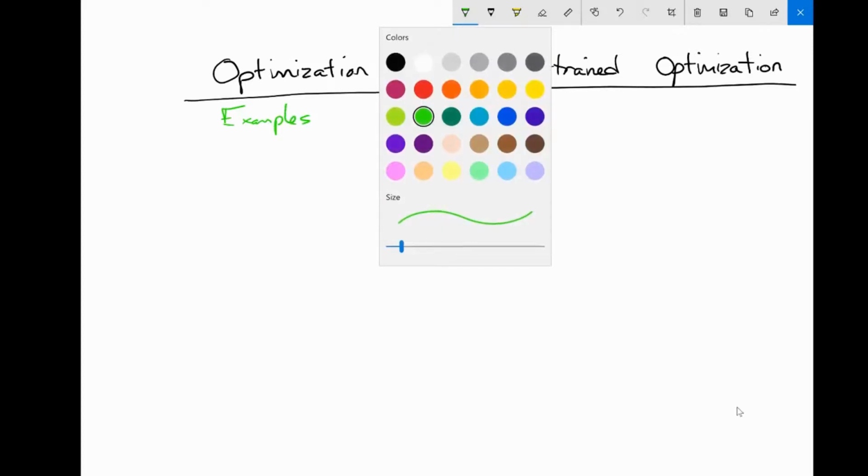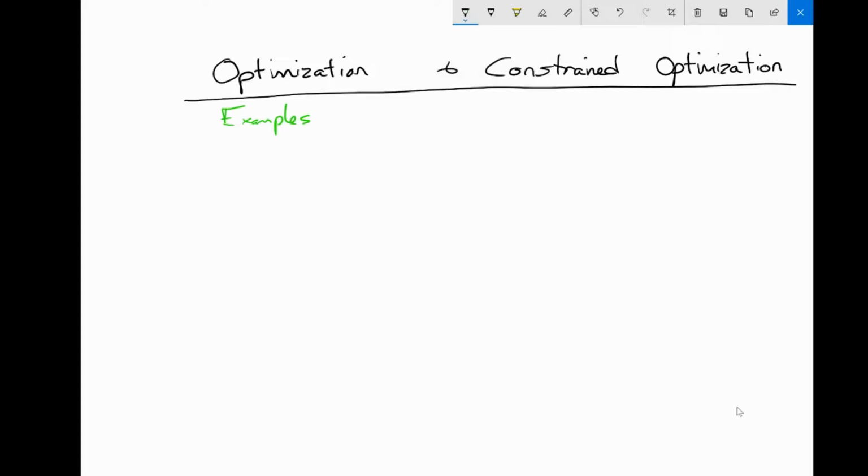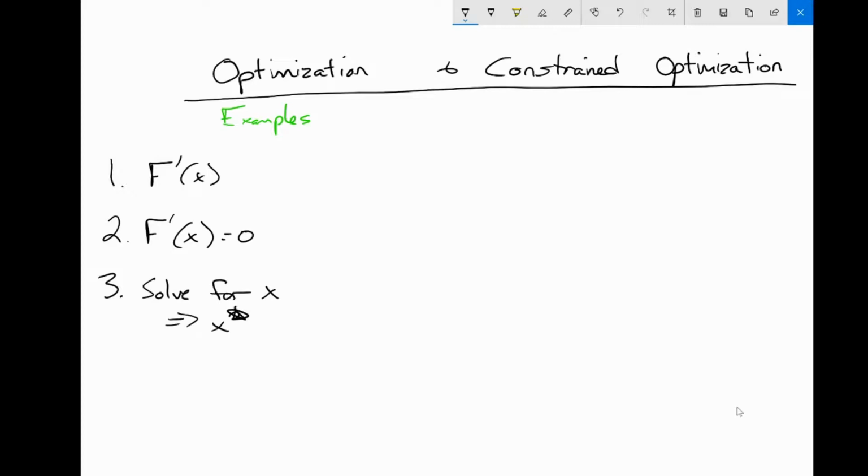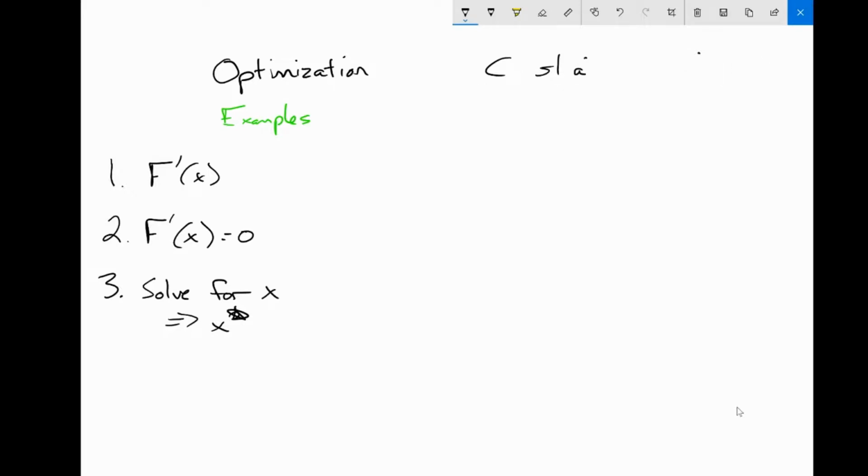All right, so in the last lecture, I explained the idea and the motivation behind optimization, and I gave you some steps. I said find the derivative, set the derivative equal to 0, and then solve for x, and that will give us our x star, our optimal value. All right, so let's do some examples of doing an optimization. Let's clear this out.